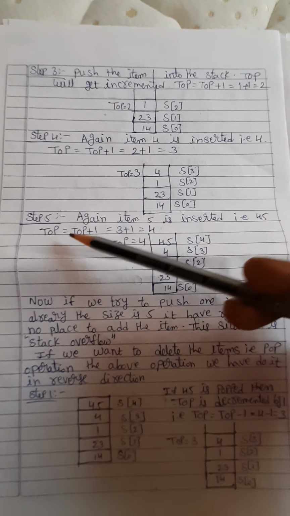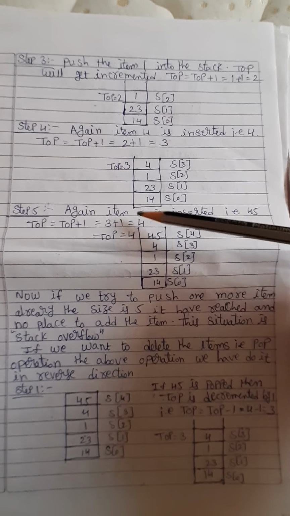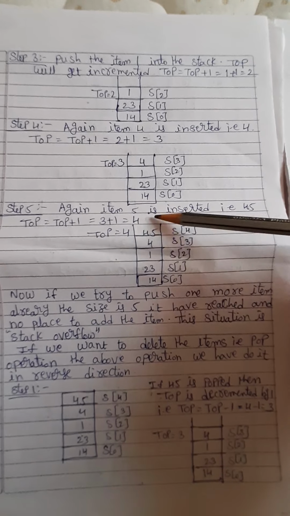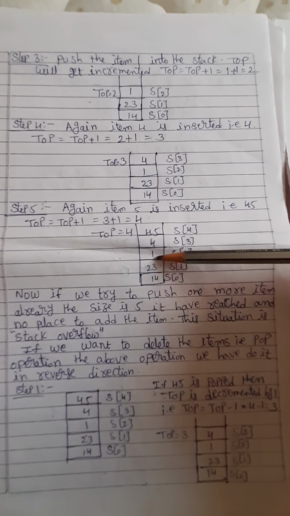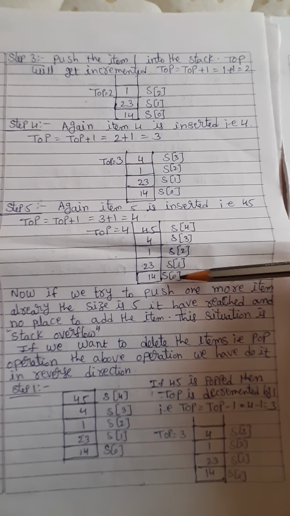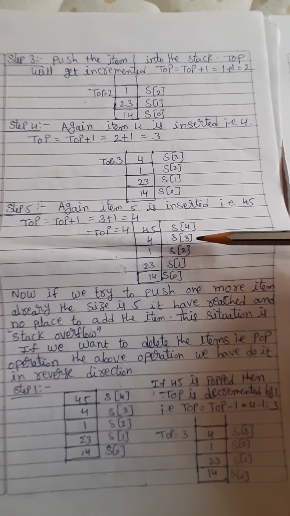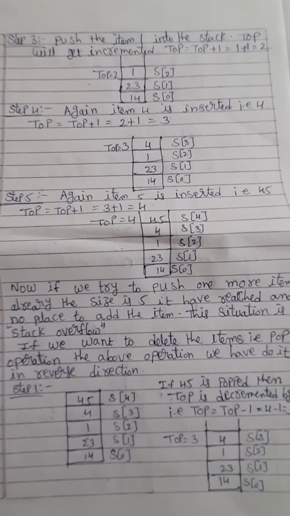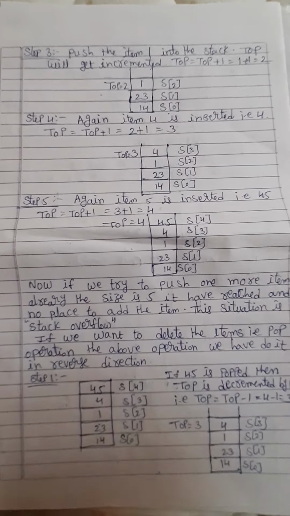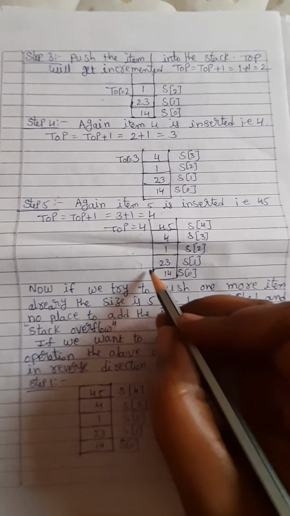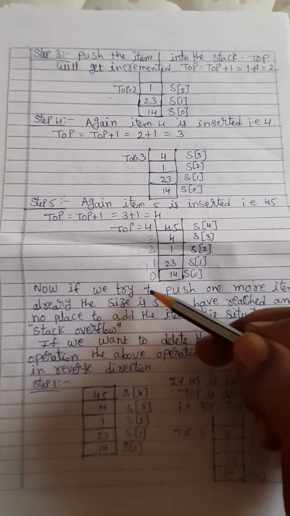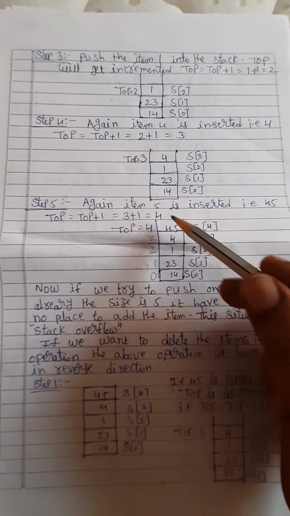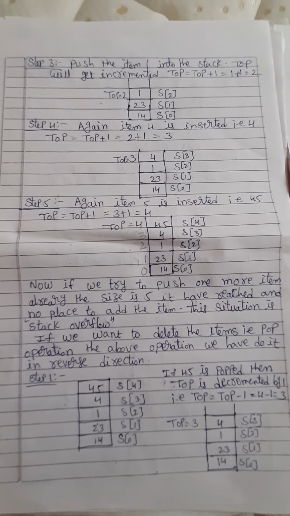The element is 45. It has to be stored in the 5th position. 3 plus 1 equals 4. Now the 5 elements have been inserted: 14, 23, 1, 4 and 45. That is stored in S of 0, S of 1, S of 2, S of 3 and S of 4. It starts from top equal to 0th position, 1st, 2nd, 3rd and 4th. The total items we have inserted is 1, 2, 3, 4 and 5.